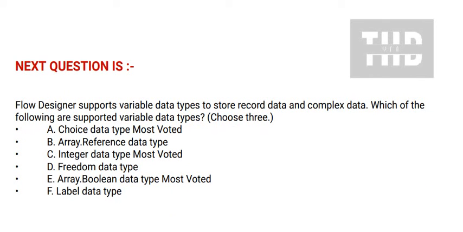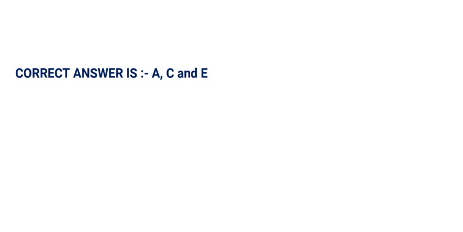Next question is, Flow Designer supports variable data types to store record data and complex data. Which of the following are supported variable data types? Choose three options. Option A. Choice data type. Option B. Array reference data type. Option C. Integer data type. Option D. Freedom data type. Option E. Array boolean data type. And option F. Label data type. The correct answer is option A, C and E.